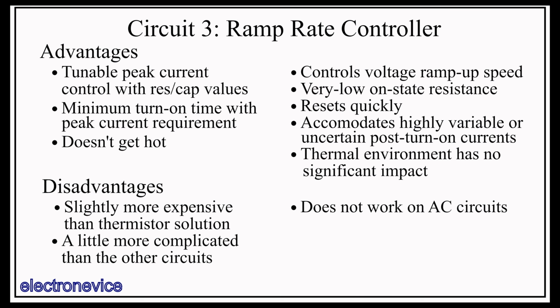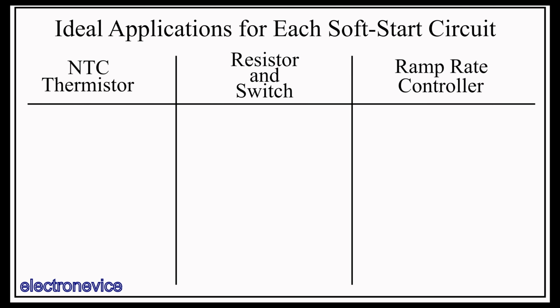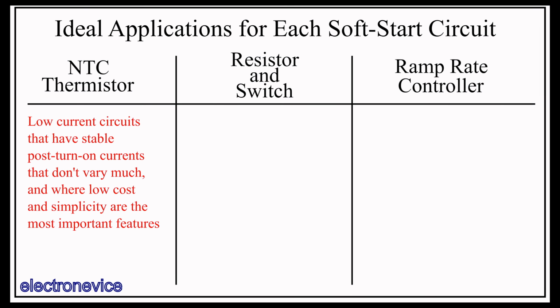So now that we've discussed all three circuits, let's look at all three and note under what conditions they're each the most optimal design choice. The NTC thermistor is best used when you have low current circuits that have stable post-turn-on currents that don't vary much after turn-on, and where low cost and simplicity are the most important attributes and efficiency is less important.